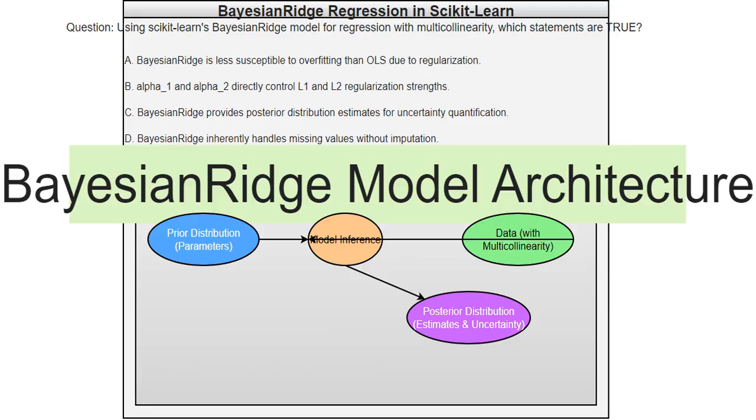I visualize BayesianRidge as a machine learning model that uses Bayesian statistics. It's like a detective who uses prior knowledge, beliefs about the data, along with new evidence, the actual data, to solve a mystery, predicting outcomes. This architecture is particularly well suited to data with multicollinearity, where traditional methods may struggle.